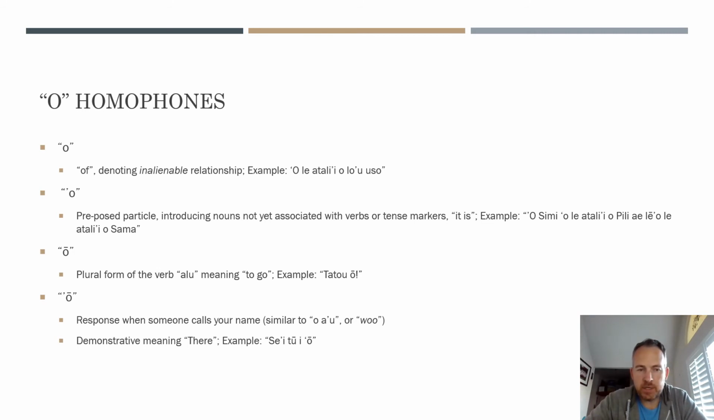Our last example here is with a macron and a glottal, and there are basically two meanings. One, it's a common response to when someone calls out your name. In English we might say, yeah, listening, what's up? Or if you're in the military, you might say, over, I heard your call. In Samoan, you might say a couple different things. You could say, 'o' and that just means it is I, or, I hear you.